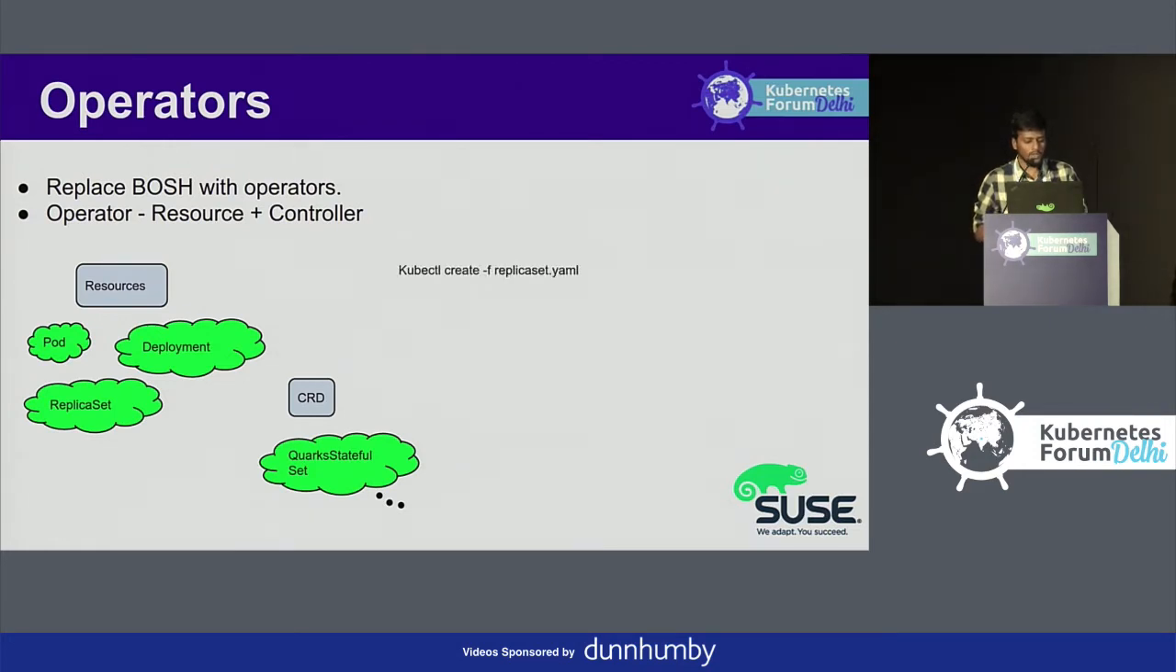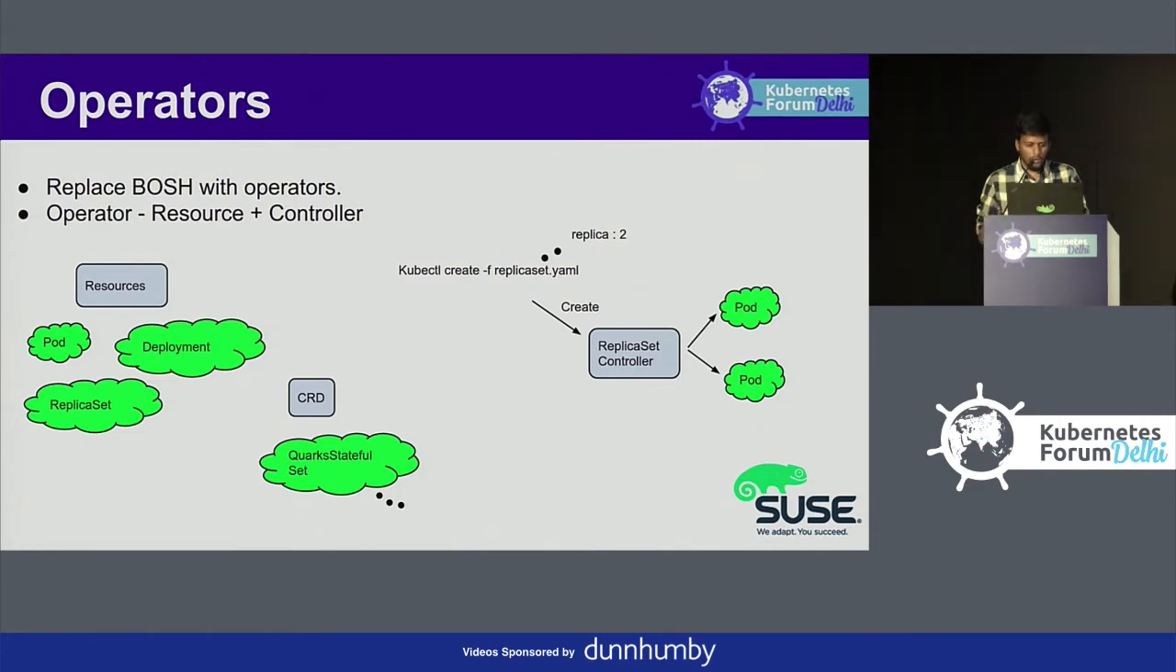Next up, what is a controller? For each resource, there is a controller which takes care of it. For example, we create a replica set resource using kubectl create with the replica count 2. Then the replica set controller will capture this create event and then create 2 pods. So basically, a controller runs in a loop to match the current state in the cluster with the desired state, that is your YAML files. Okay, so this was the basics about operator.